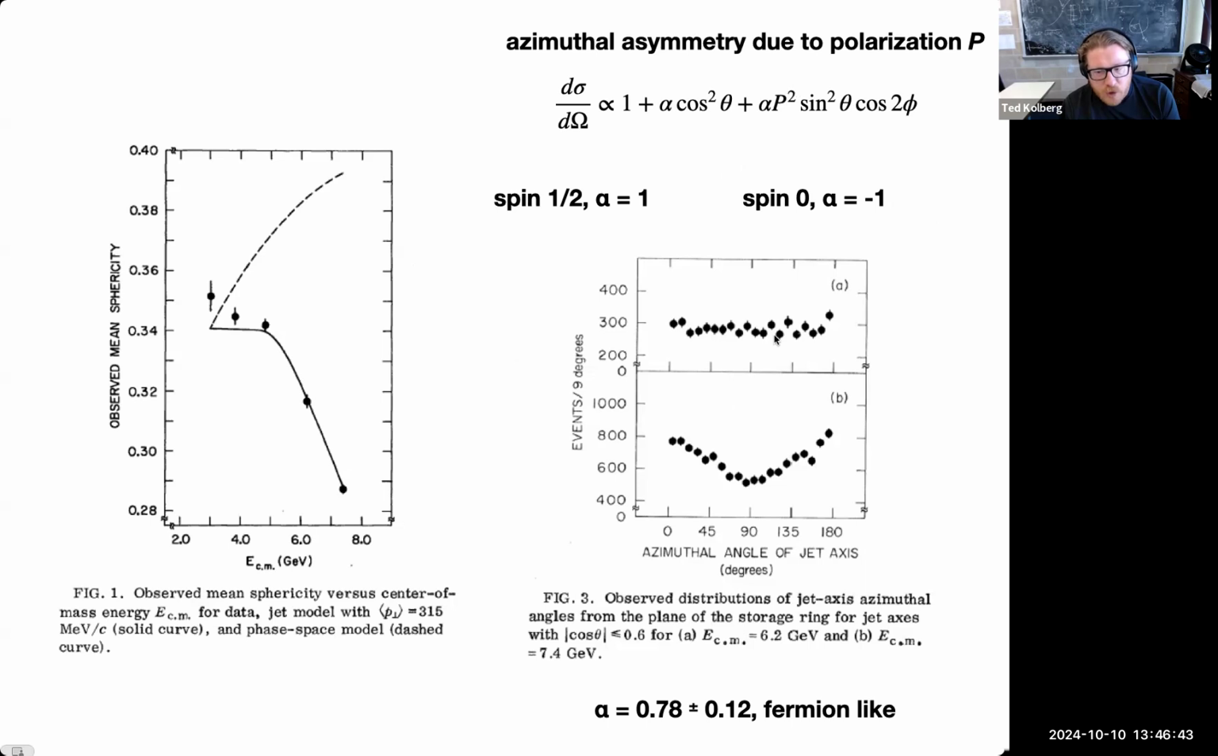Well, here's the distribution that they observed at top at 6.2 GeV in the center of mass, where the polarization is having relatively less of an effect. And at the bottom, the center of mass energy of 7.4 GeV, near their maximum, where they see the maximum amount of polarization. They extract this alpha term and find it to be 0.78 plus or minus 0.12. It's much closer to alpha of 1 than alpha of -1, and therefore the particles are favored to be fermion-like by this analysis. So these are both confirmations to some extent of the predictions of the jet model. One would like to go even further and be able to see the jets even more clearly.